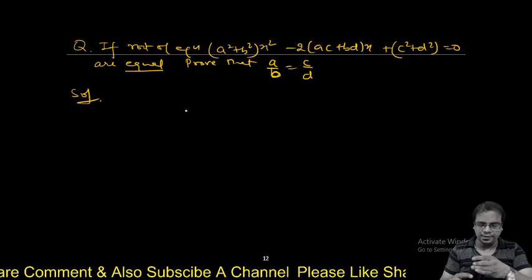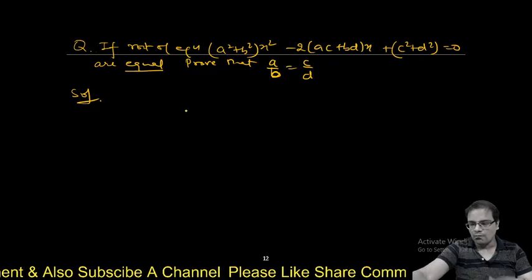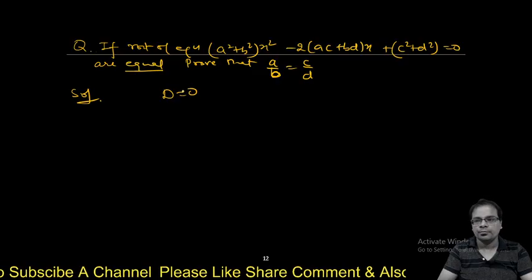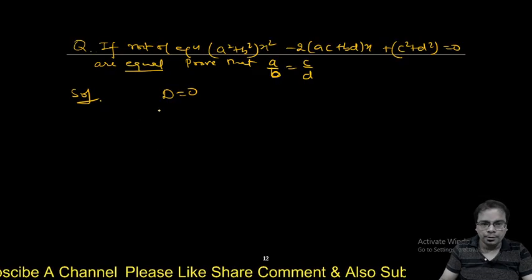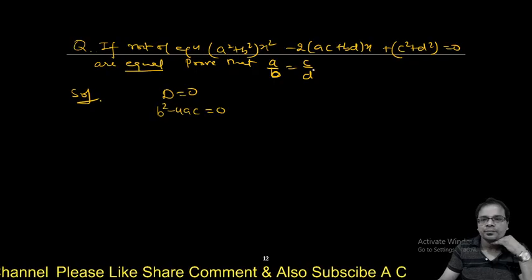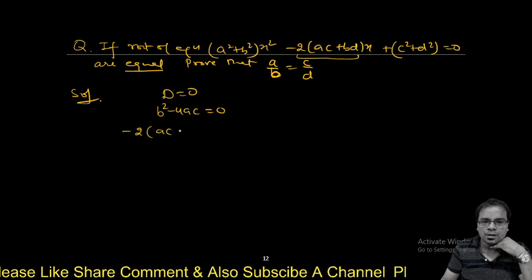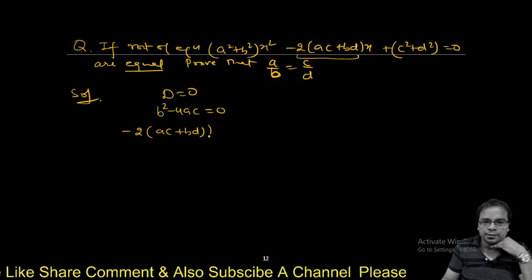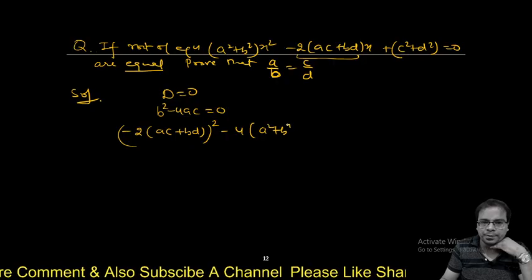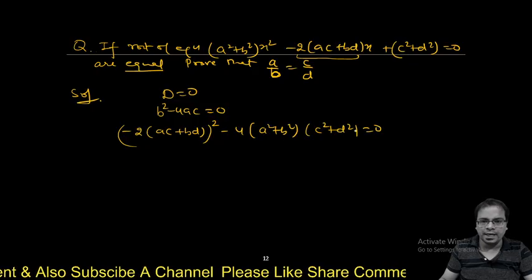What is the condition of that expression? Simply d is equal to 0. So again b square minus 4ac is equal to 0 we have to apply. What is the value of b? The x coefficient: minus of 2 times (ac plus bd), that whole square, minus 4, a is a square plus b square and c is c square plus d square. That is equal to 0.